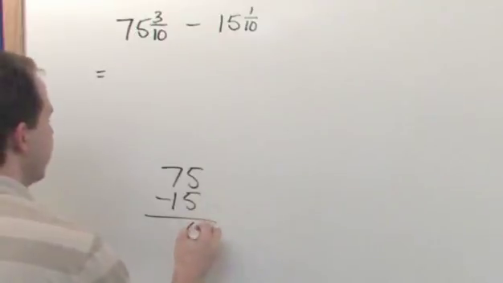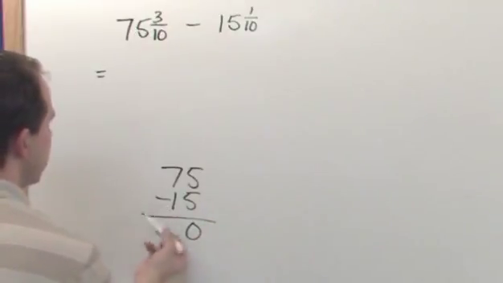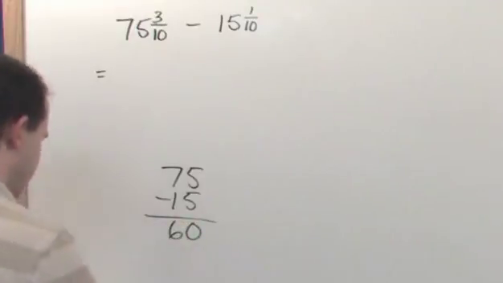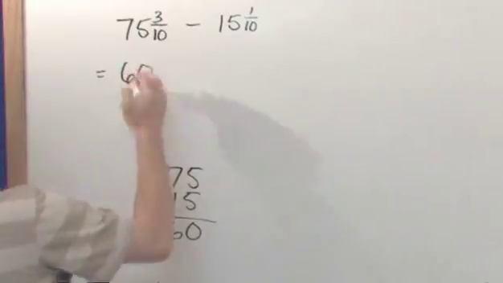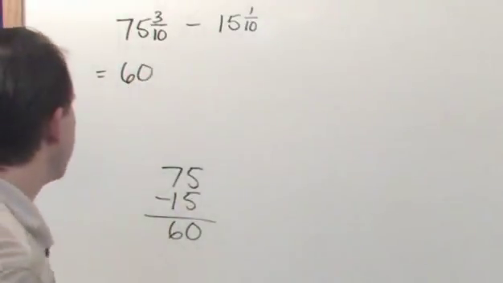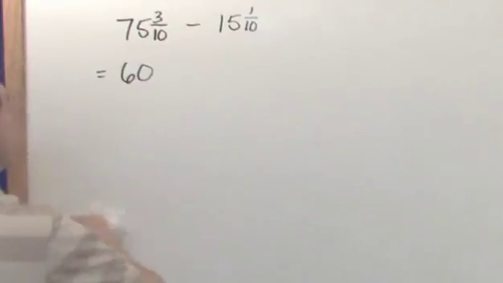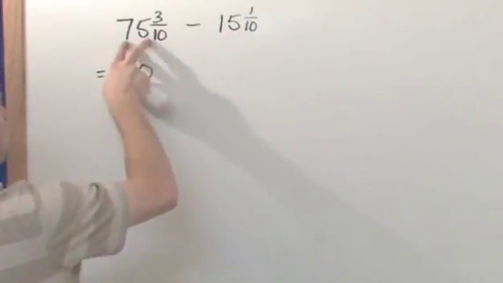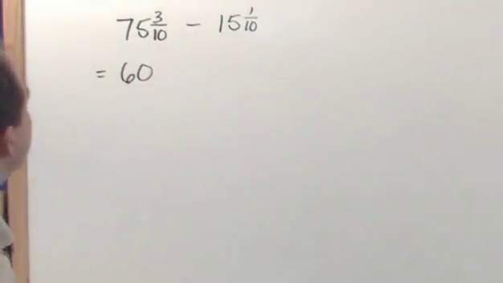5 minus 5 gives me 0 in this column, and we're done with that column. Now 7 minus 1 will give us 6. So 75 minus 15 is 60. I'm going to write that down right there. I don't need this anymore, so I'm going to get rid of it. So all we did, we haven't even looked at the fractions. We're just subtracting the whole numbers here. So 75 minus 15 gives us 60.